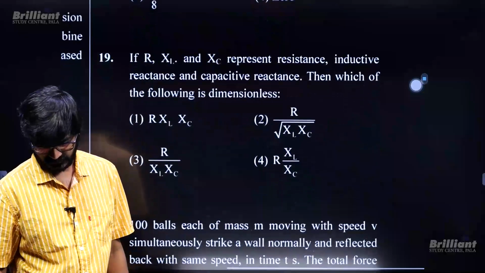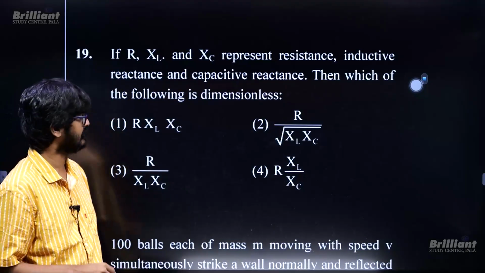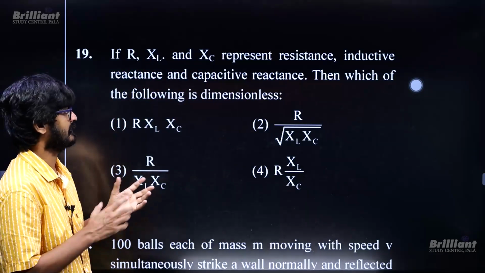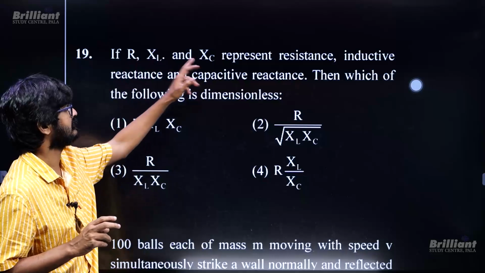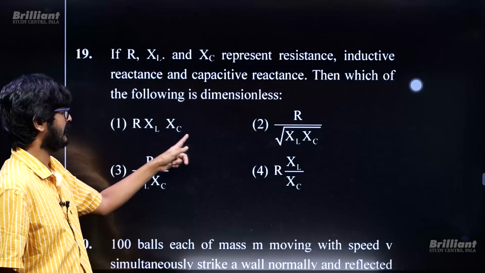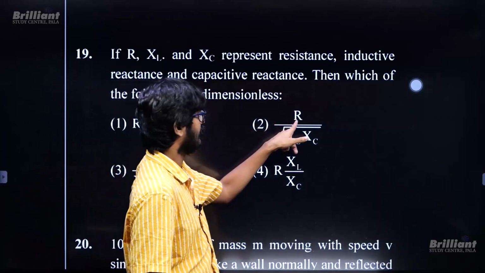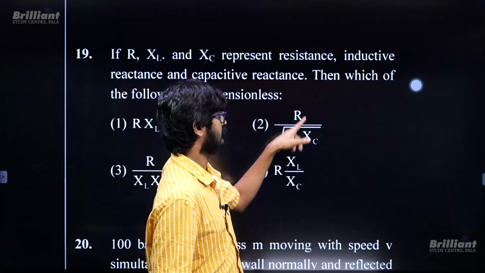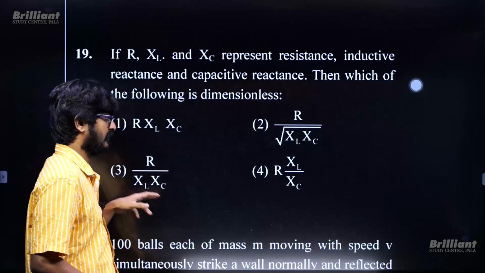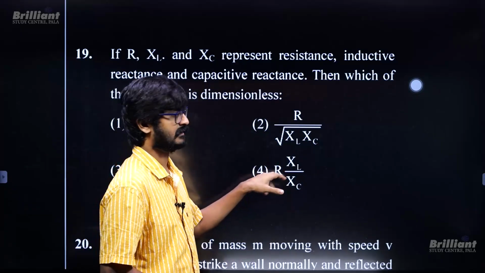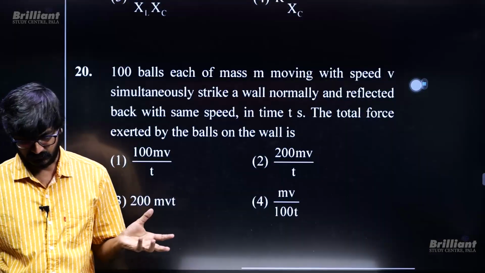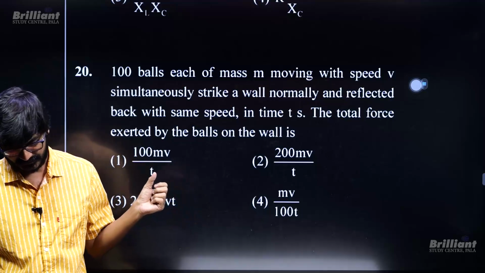Next question. Which of the following are dimensionless? All these three are resistances only, so all three will have the same dimensions. You can visualize all as R. This one will have R cube dimensions. This will have R by root of R square, so it won't have any dimensions. This one will have dimensions of 1 by R. This one will have dimensions of R. So this is dimensionless.